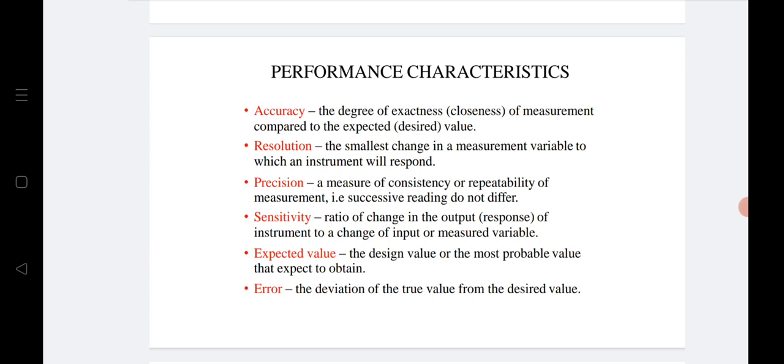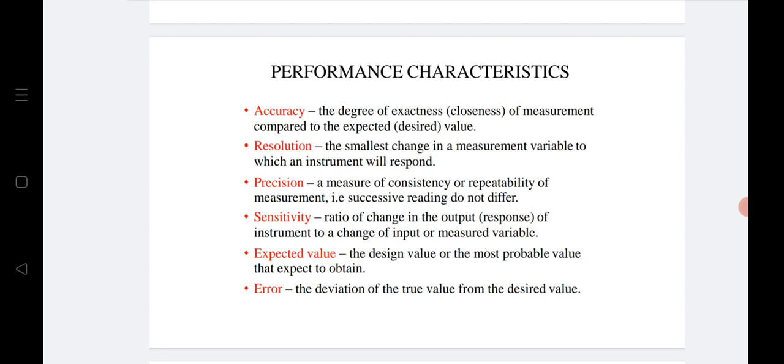Never will you get the exact value. When you go with weighing type measurements, 99% you will get closeness to that particular exact value. You will get the exactness, the closeness of the measurement compared to the expected value. That is known as accuracy.